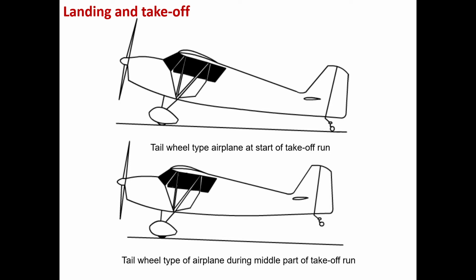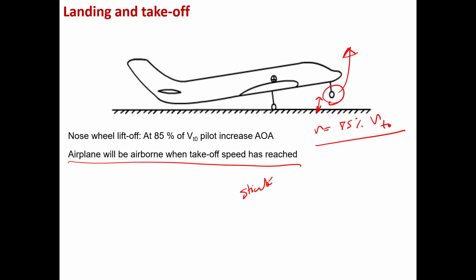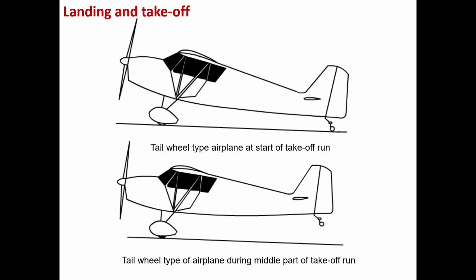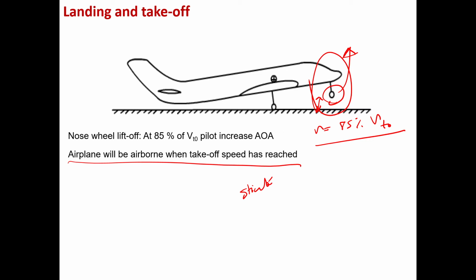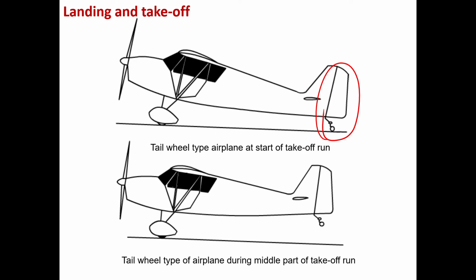The other thing to keep in mind is that we have different types of airplanes. We have airplanes like this, where we have a nose wheel, or airplanes like this, where we have a tail wheel. Their takeoff mechanism is a little bit different. As I mentioned here, when you reach this velocity, you have to pitch the nose up, essentially nose wheel up a little bit, to be able to be airborne.